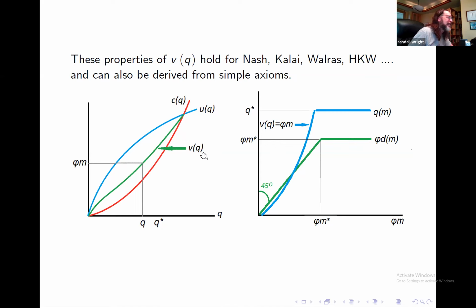Now, having said that, when you take this to the data, you have to specify V, just like you have to specify U and C, right? So when you calibrate or estimate it, then you have to take a stand. But for proving theorems, you can use this generic V.